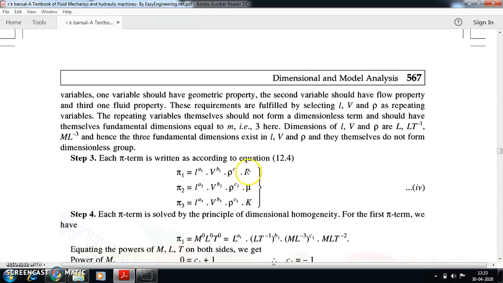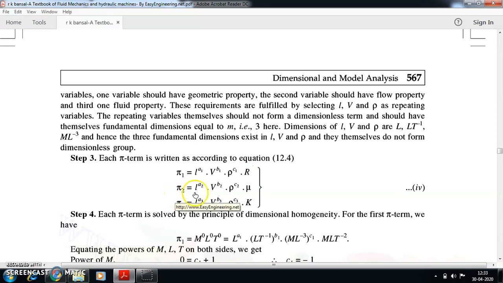So first I will take the resisting force. L to the power a1, V to the power b1, rho to the power c1, into R, one of the variables. You cannot include one more variable here. The maximum number of variables in any pi term is m plus 1. M is 3, so 3 plus 1. So only one extra variable I can take here, whatever leftover variable is there.